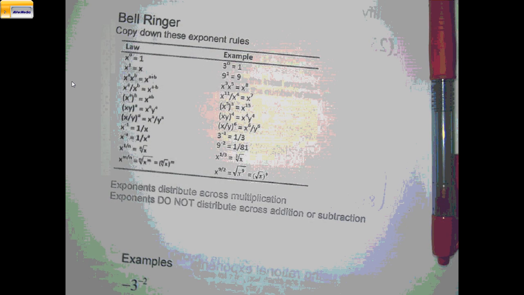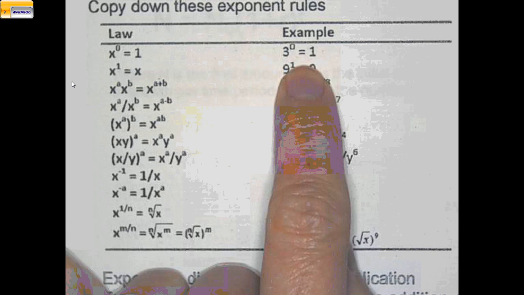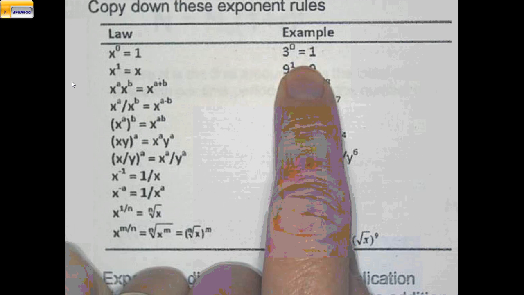Okay, so this is just review stuff, but let's go ahead and go through it just in case. These laws are all laws you should know. Anything to the 0 power is 1. 3 to the 0 is 1. A million to the 0 is 1. -5 to the 0 is 1.